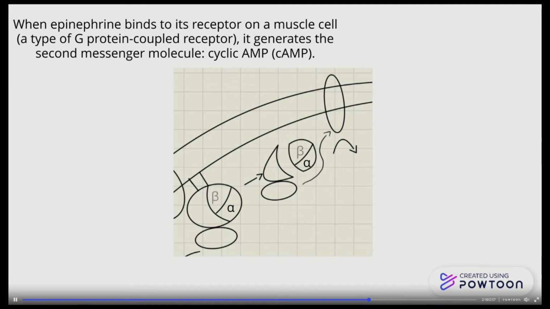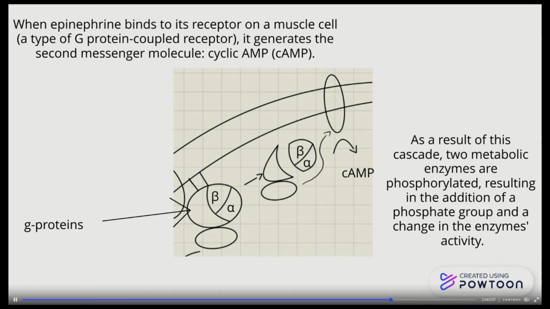When epinephrine binds to its receptor on a muscle cell, it generates the second messenger molecule, cyclic AMP. As a result of this cascade, 2 metabolic enzymes are phosphorylated, resulting in the addition of a phosphate group and a change in activity.